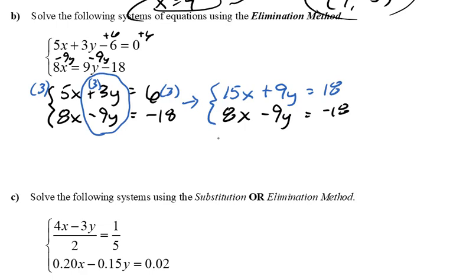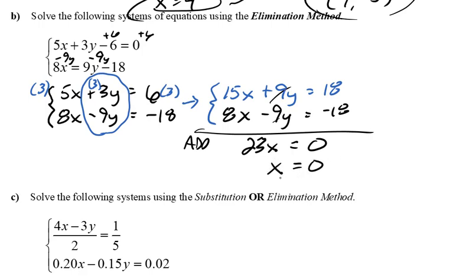Now I should be able to add the equations together, and it will eliminate the y terms. So I end up with 15x and 8x is 23x. The y terms eliminate, and then 18 plus negative 18 is 0. We'll solve this for x, dividing both sides by 23. We actually get x equals 0. So that's one of our solutions.